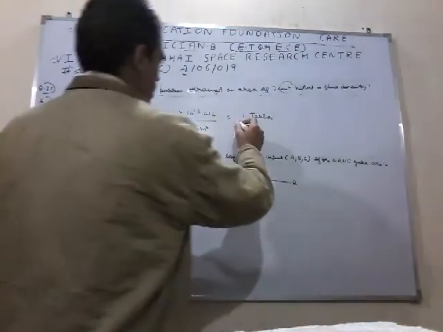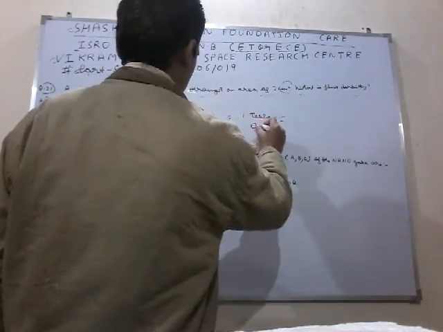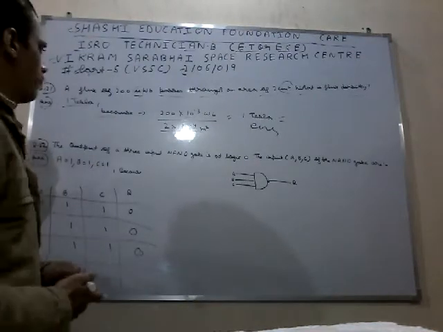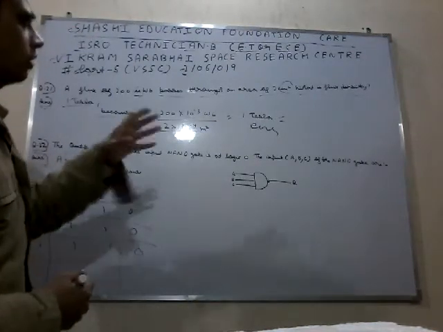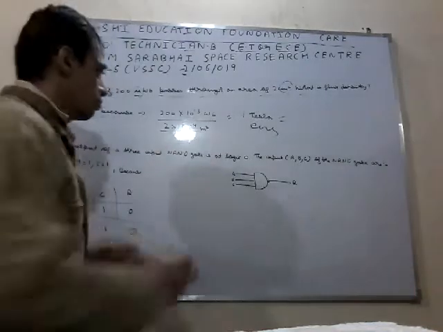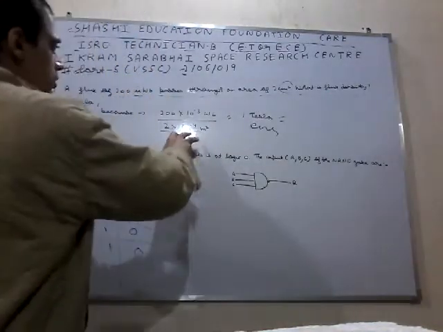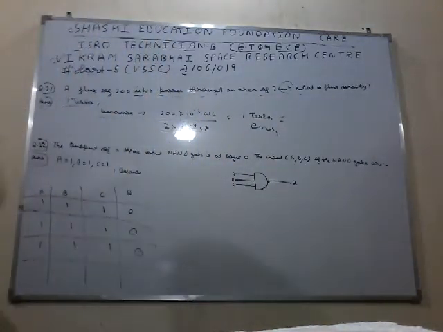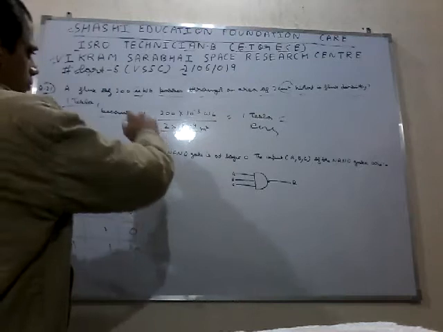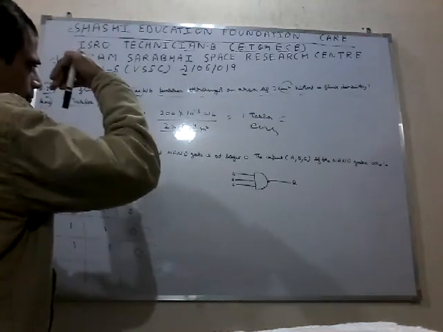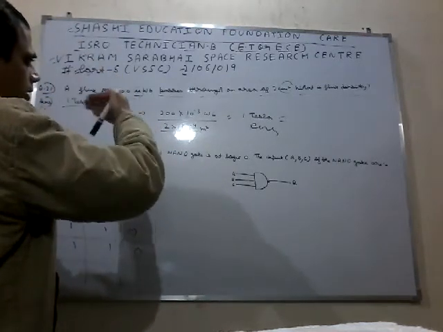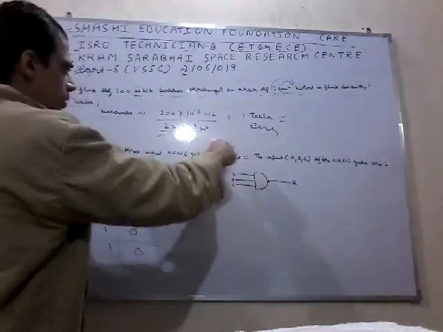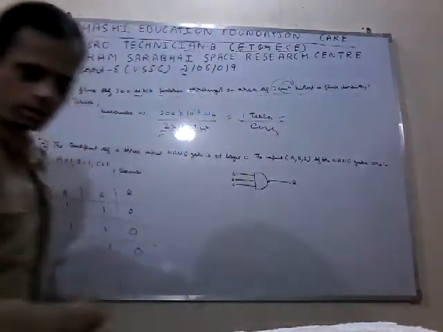The answer is 1 Tesla. They ask a simple question: a flux of 200 microweber passes through an area of 2 centimeters square. So what is the flux density? The flux density formula is flux divided by the area. Then we get the answer 1 Tesla. Okay, now let's move on to the next question.